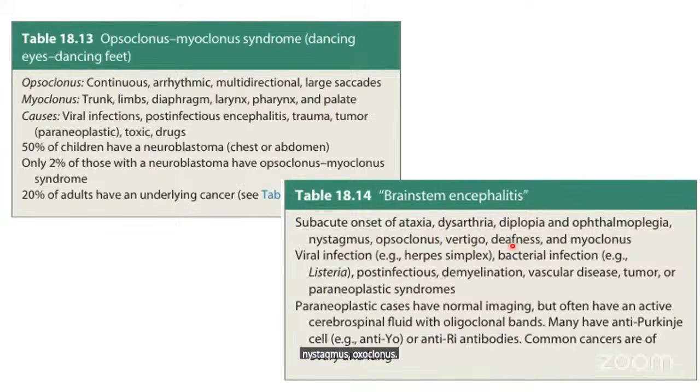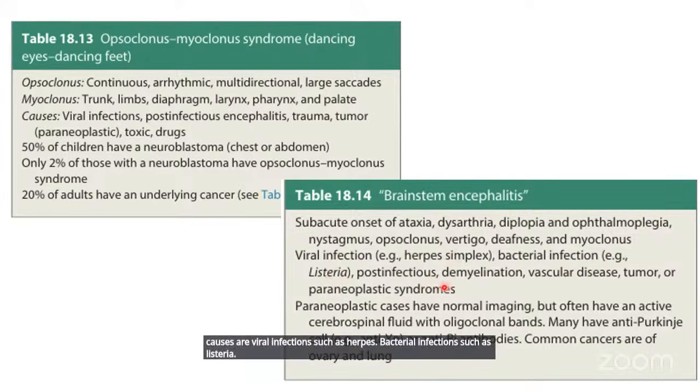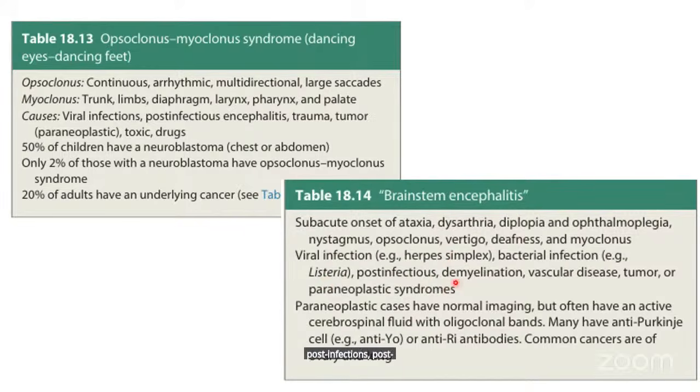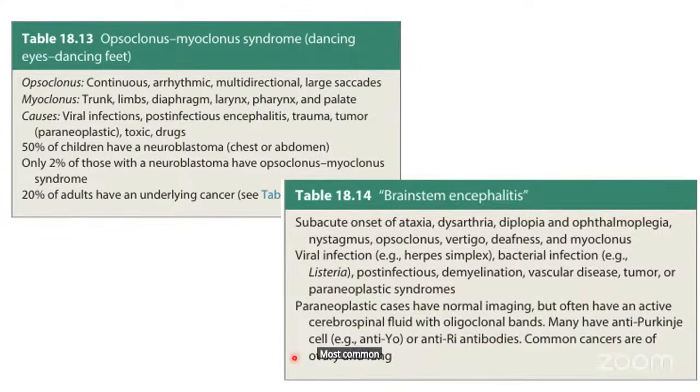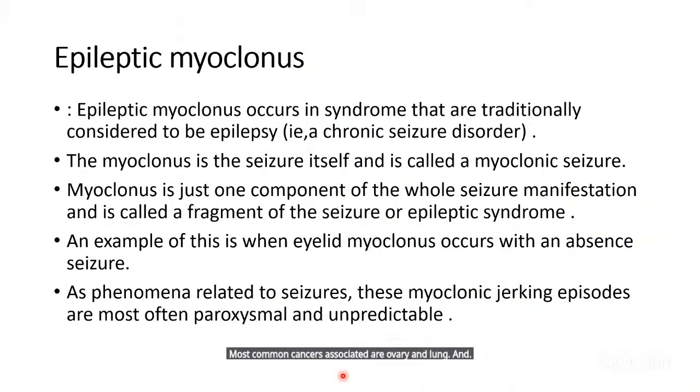vertigo, deafness, and myoclonus in brainstem encephalitis. Causes are viral infections such as herpes, bacterial infections such as listeria, post-infectious causes, demyelination, vascular disease, and paraneoplastic causes, where anti-Yo and anti-Ri antibodies are seen. The most common associated cancers are ovary and lung. And epileptic myoclonus we already discussed, sir.